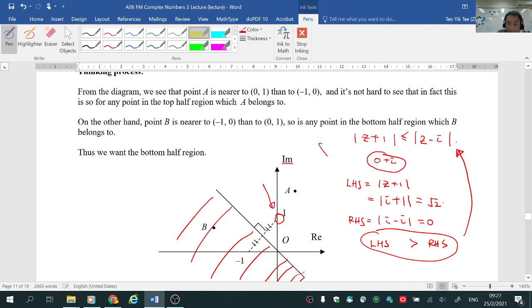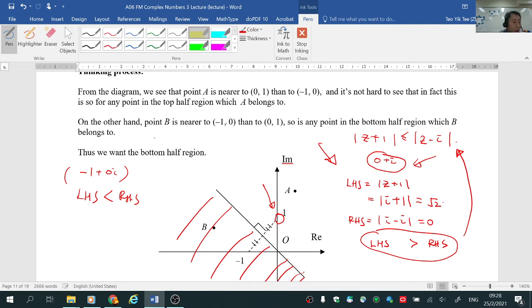So this testing method is just an example. You could test another point. For example, if you don't want to test 0 plus i, you test -1 plus 0i instead. You run through the same test, and it should show you that this time around, the left hand side is actually smaller than your right hand side, which satisfies your inequality, and you shade accordingly.